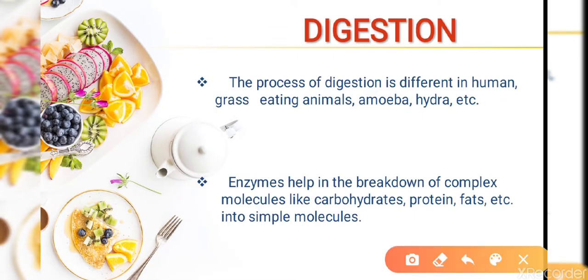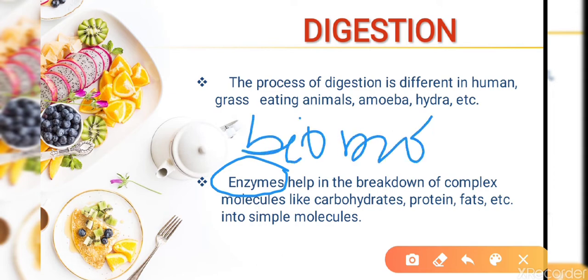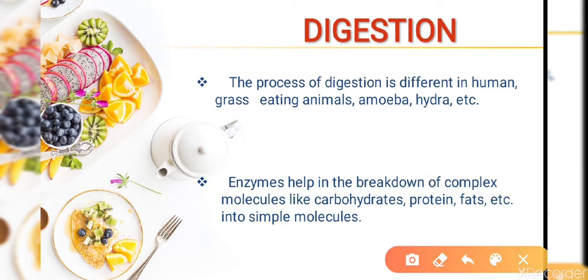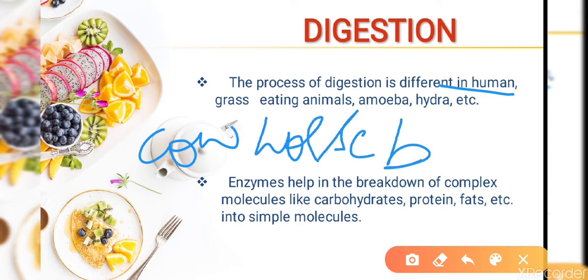Students, digestion involves the action of enzymes. Enzymes are biomolecules which help in the breakdown of complex food into simple molecules of the food. The process of digestion is different in different animals like human beings, cow, horse, bird, all have different processes of digestion.